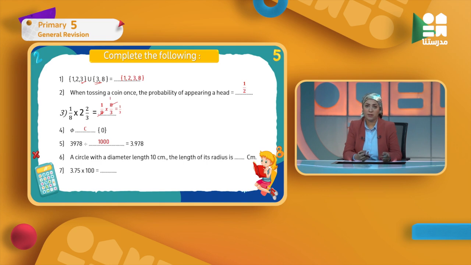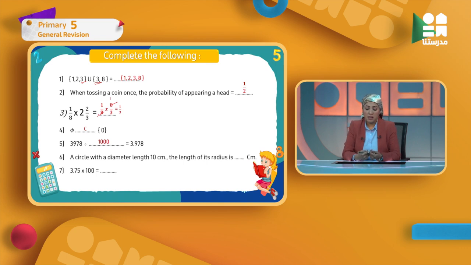Question 5, 3978 divided by 1000 equals 3.978, because it is exactly as if it is 3978.0 and I have to move the decimal point from the right hand side to the left hand side 3 places, corresponding to the 3 zeros that I have.